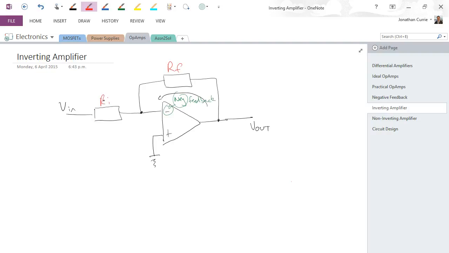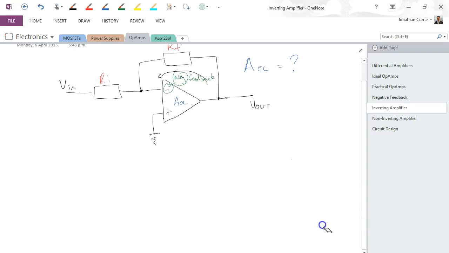Now, in order to determine what the gain would be for this particular circuit, I'm interested not in AOL, because I can get that from a data sheet or perhaps even attempt to measure it, but the closed loop gain. That's what I am interested in for this particular circuit, because I'm designing an amplifier. I obviously want to know what the amplifier's gain is. So we start with the analysis of this circuit.